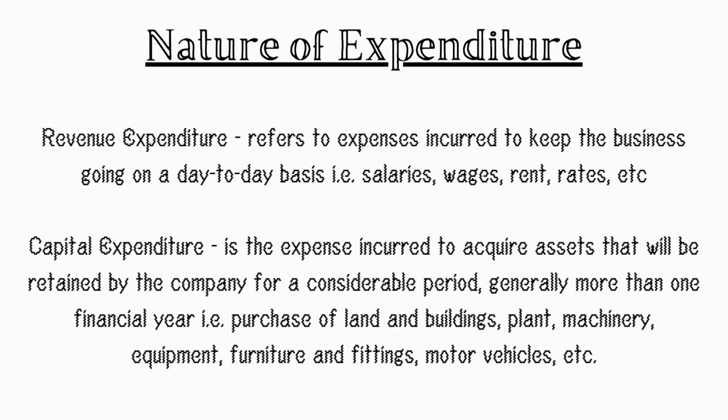Nature of expenditure. A company's expenditure can be broadly classified into two groups: revenue expenditure and capital expenditure. Revenue expenditure refers to expenses incurred to keep the business going on a day to day basis. The entire benefit of such an expense is received in the year in which it is incurred or paid. Examples of revenue expenditures are salaries, wages, rent, and rates. All revenue expenditure items are shown in the income statement of the company at the end of the year for the purpose of ascertaining the year's profit or loss.